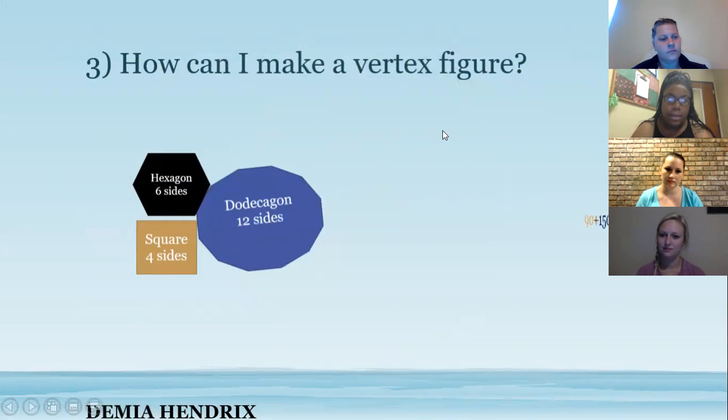If you add all those together by their angles, you're going to get the square having 90 degrees, the dodecagon having 150, and the hexagon having 120. And if you add all that together, you're going to get 360. So that way you know it's a vertex figure.